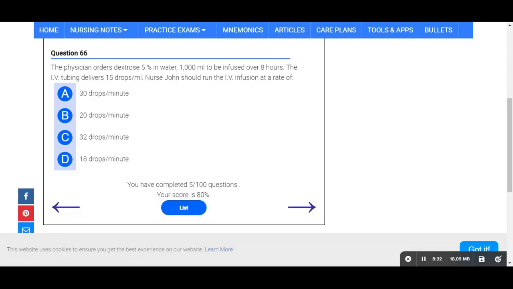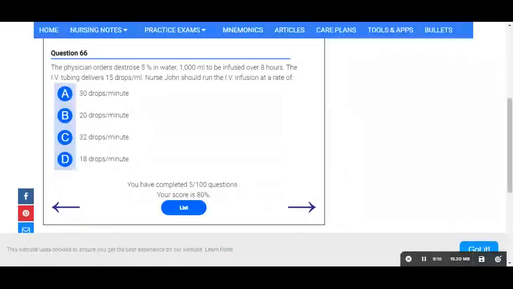Now, let's try to include 5%. I'm not sure. 5 times 1000 times 15 drops divided by 8 times 60. Okay, so that's not the issue anymore. Again, we're only looking for drops per minute. So the ml from 1000 and the ml from 15 drops per ml will have to cancel each other out, leaving only drops. And for hours, we're going to convert it into minutes.